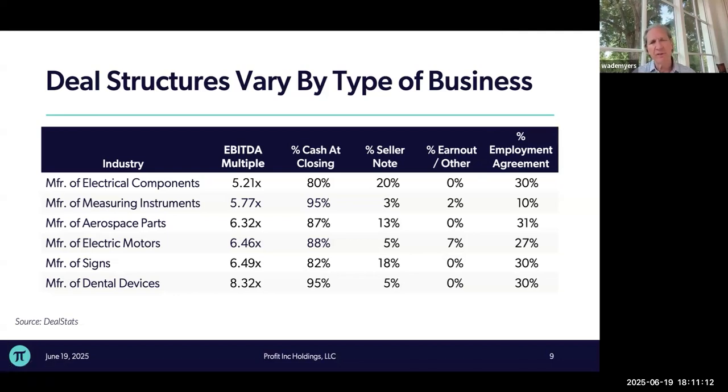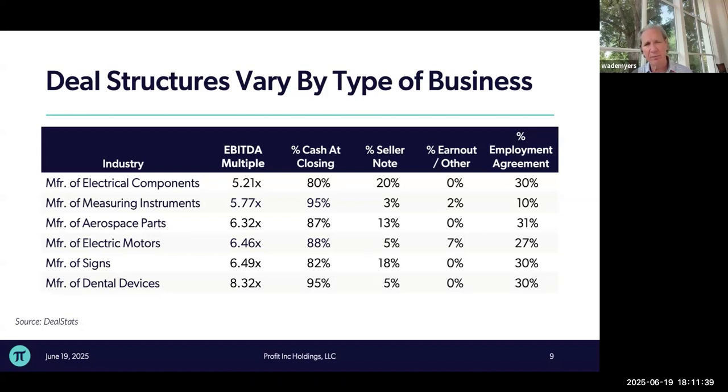So this is from Deal Stats. It's hundreds of thousands of transactions that actually happened, where all the details are entered into the database and reported on. So you can see, for example, a manufacturer of electrical components, an average EBITDA multiple of 5.2 and so forth. Now, I also want to point out that the percent of cash at close, the percent of the seller note or earnout, and employment agreement, these are important parts of a deal structure.